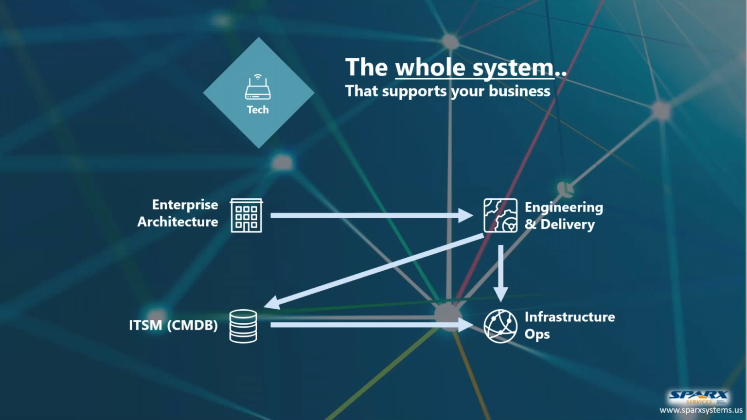Part of bringing that picture together is about understanding the whole system that's used to manage IT. And in most organizations, whether they're using legacy waterfall methods or something like Agile or DevOps, engineering, infrastructure ops, and ITSM systems are typically integrated well enough today. Where we see a bit of a gap is actually with architecture system integration with the rest of what IT is using.